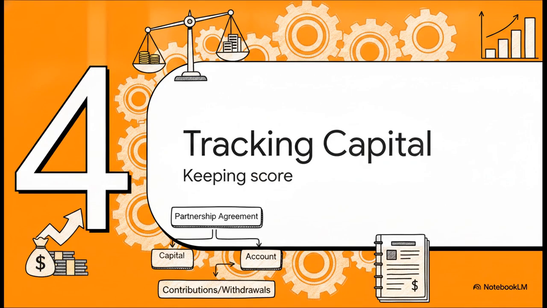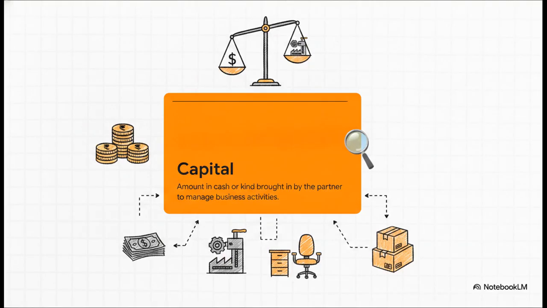Section 4. Tracking partner capital. Now that we know the rules, let's see how this builds into the actual scorekeeping. In accounting, capital isn't just some vague concept of overall worth. It is the specific amount a partner brings in to manage business activities. Importantly, this can be in cash or it can be in kind. This means a partner might bring in actual physical assets, like office computers, a delivery van, or raw inventory, instead of just handing over cash. Every single asset or rupee must be meticulously tracked to ensure absolute fairness.